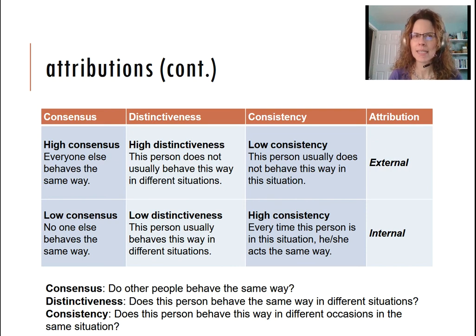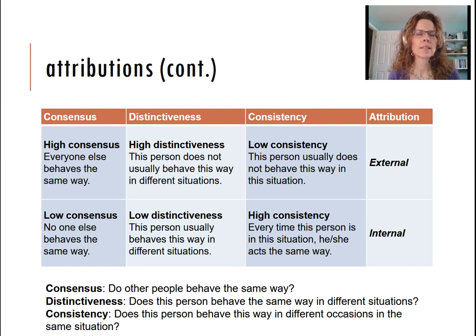So consensus, the key question that we're asking ourselves in our heads when we observe someone behaving a certain way is, do other people behave the same way? In other words, is there agreement? That's what consensus means. Is there agreement around the right way to behave?